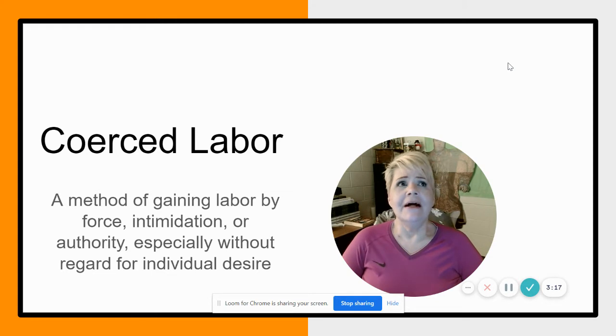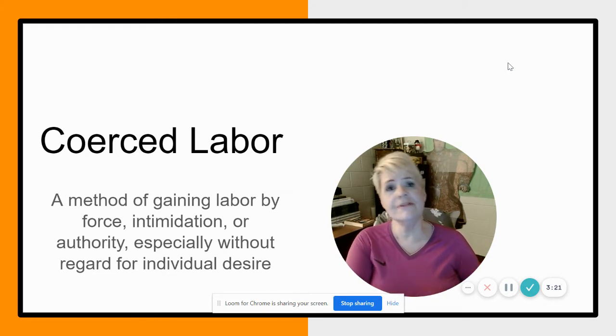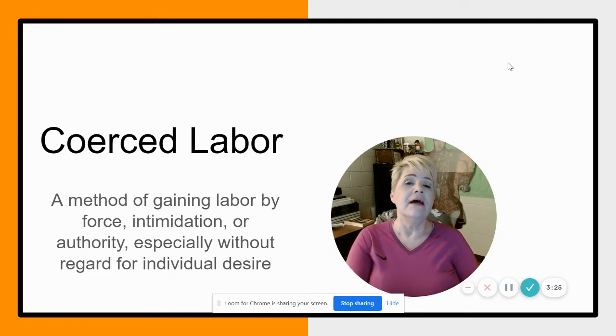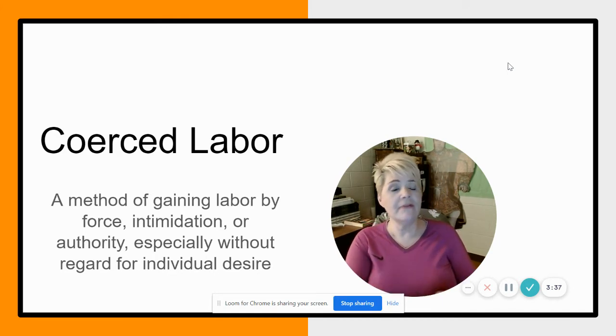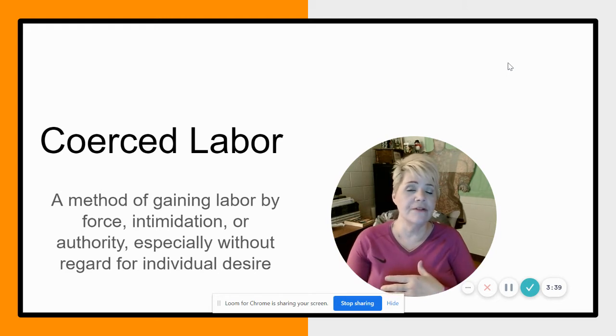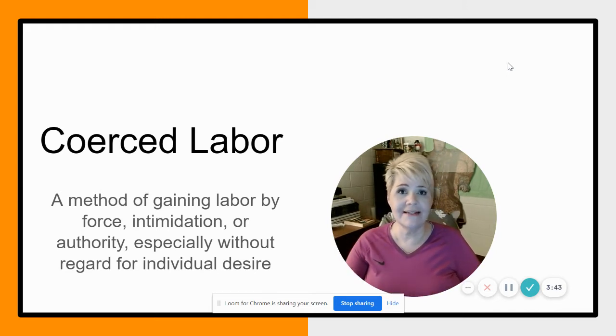Coerced labor. There's two forms of coerced labor. One is when you're forcibly taken and sold into slavery and you're forced to work that way. Or if you're trying to escape a country but you don't have the money to get on a ship and go somewhere else, people will sponsor you and pay for your ticket over to that country. And when you get there, you have to work off the cost of that ticket.